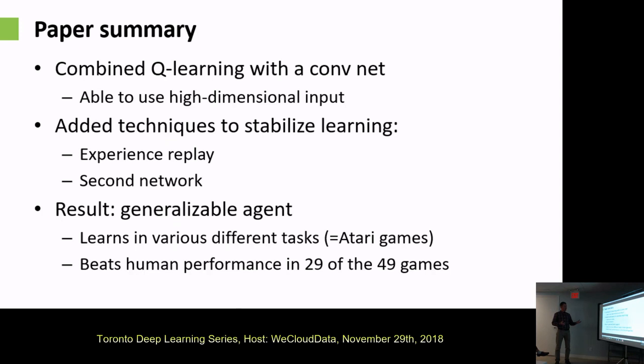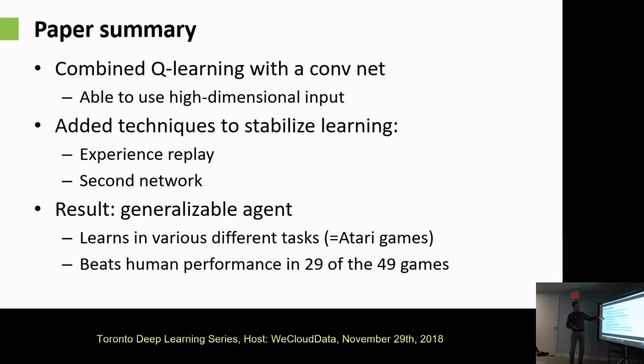All right, so that's the summary of the paper. They combined Q-learning with deep learning, a convolutional network, which was able to use high-dimensional input. They were not the first ones to tackle the Atari games. But what previous papers had done was manually engineer features based on, for example, color intensity. What this paper did was just send raw pixels into the network and get some output.